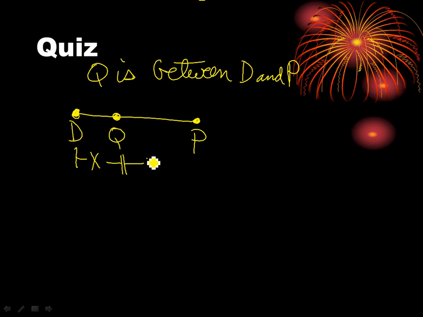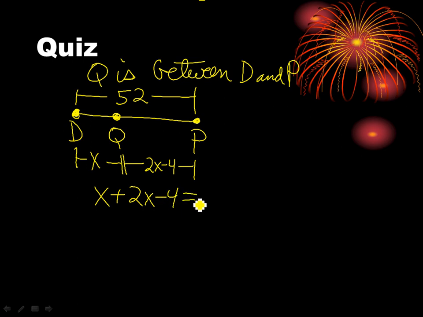Label this one, maybe they tell you this is 2x minus 4. Can we do anything with just that information? No, we need something else, don't we? What else would they need to tell us? The whole length. Maybe they tell us this whole thing is 52. What equation could I set up from that? x plus 2x minus 4 equals 52. Then you solve that and you find x.